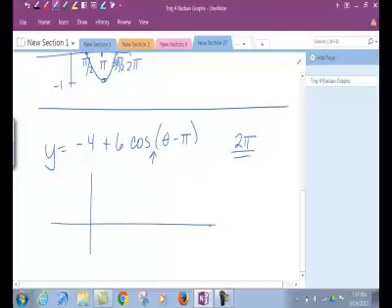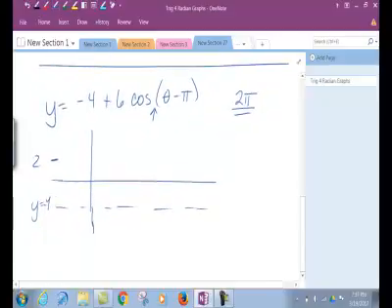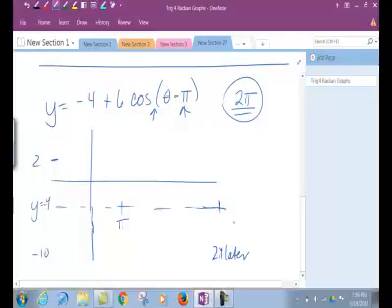All right, so what does all this mean? Just as it meant before, we have a new midline at y equals -4. We travel up 6 to 2 and down 6 to -10, right? This means we start pi to the right, so we're going to go ahead and do that. 2 pi is the period, so this cycle is going to end 2 pi later.